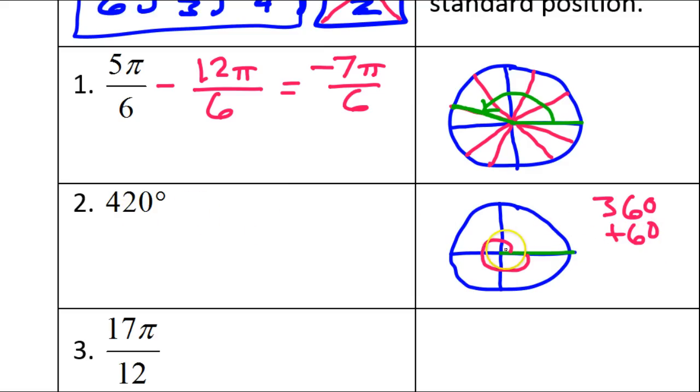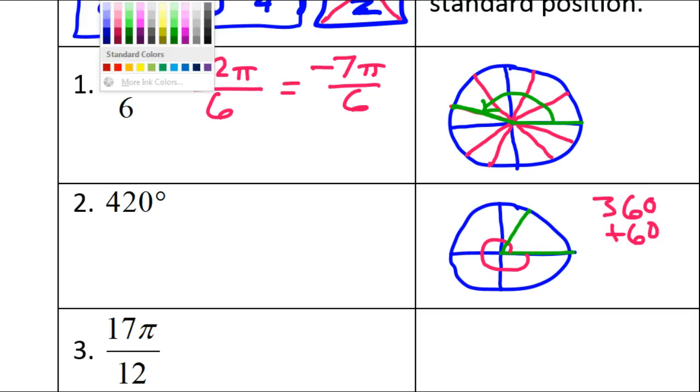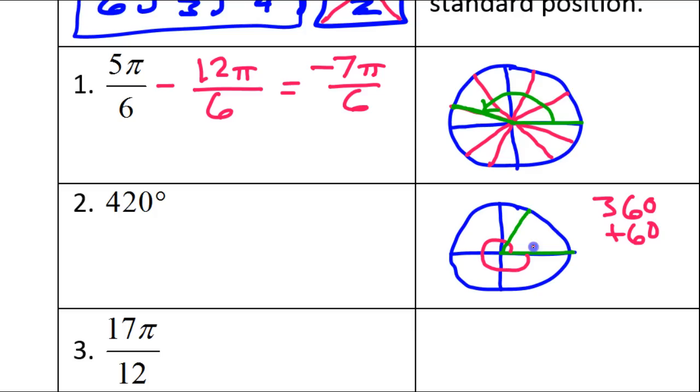So it's going to be somewhere in here. It's just 60 degrees in. Alright, so there's my drawing. So I'm ending up in the first quadrant here.